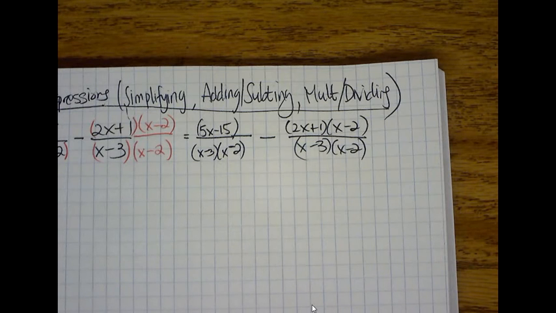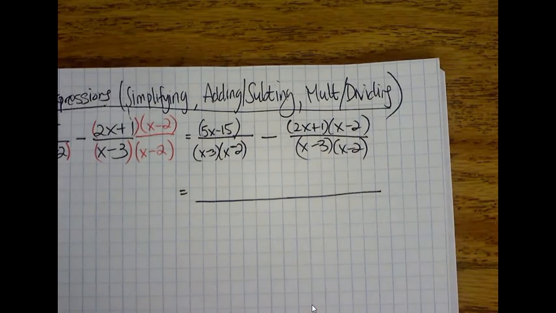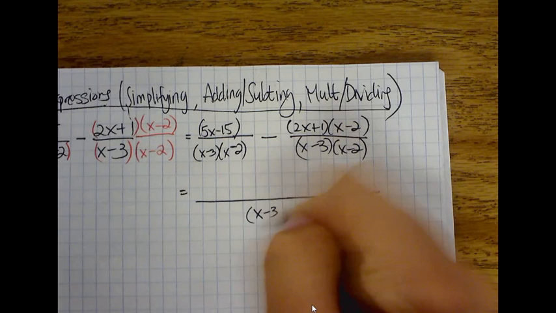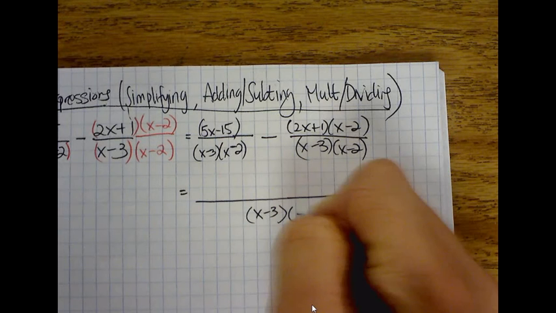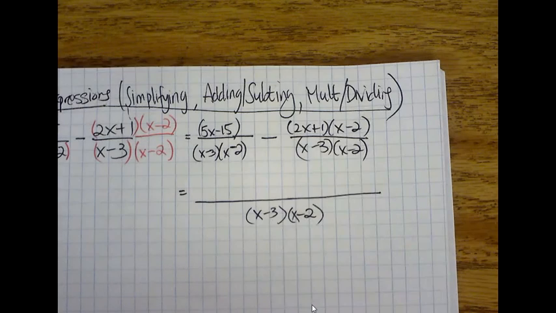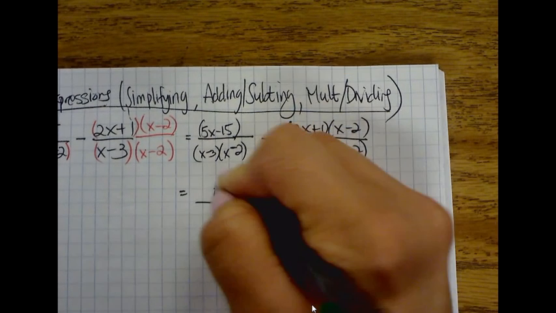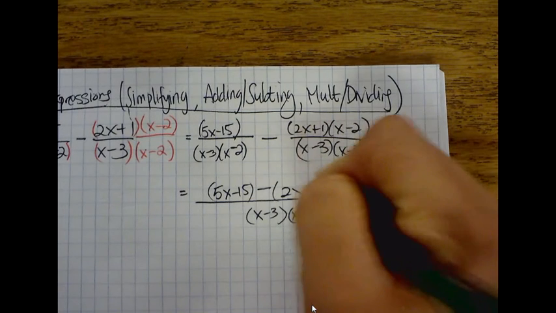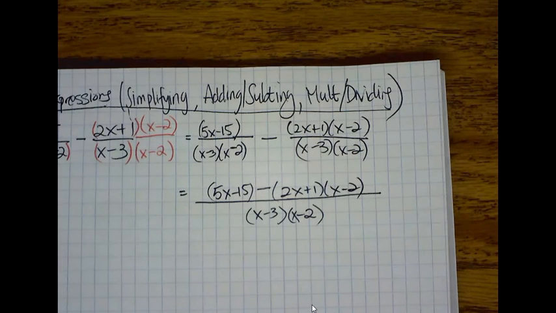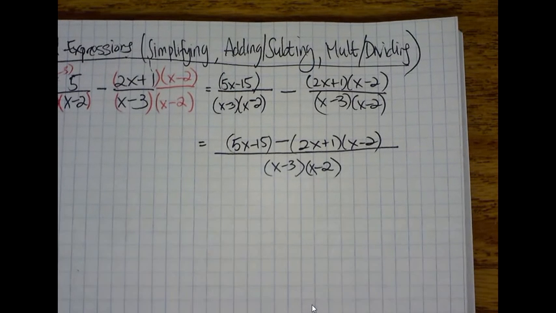Yeah. If two rational expressions have a common denominator, we can actually combine the fractions, keep that common denominator. Do you guys agree with that? And then on the top, I'm just going to do this. So it's 5x minus 15 minus 2x plus 1 times x minus 2. Okay? All we do is combine those two fractions into one fraction. Now this is where you can make a lot of mistakes. A lot of things can go wrong here.